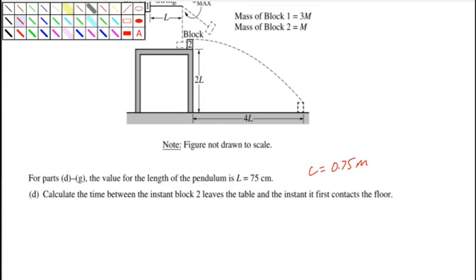So part D is asking us to calculate the time between the instant block 2 leaves the table and the instant it first contacts the floor.